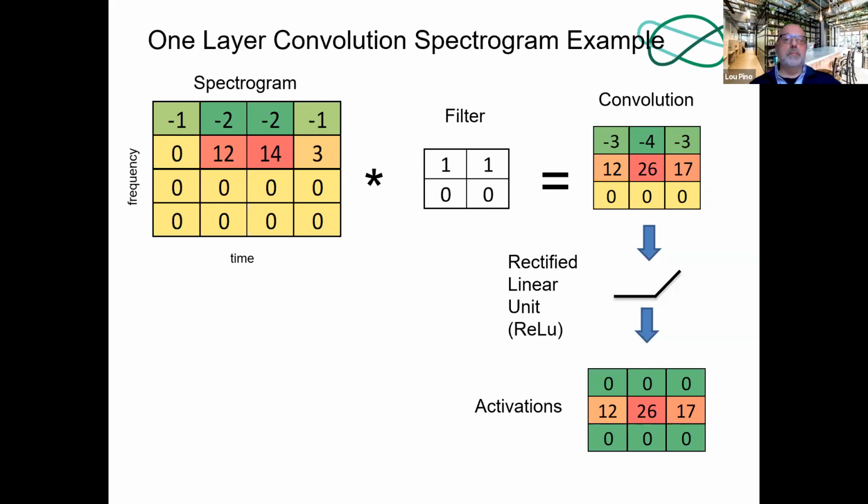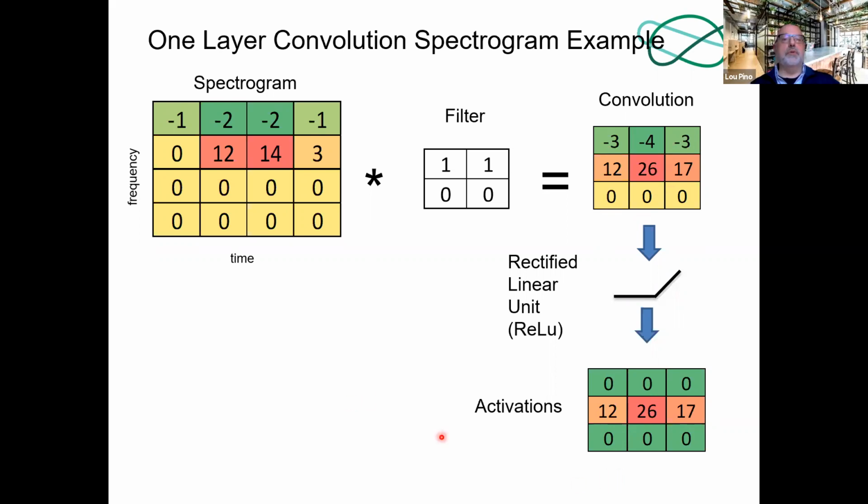Another step is needed to show activations. The convolution values are passed through what's called a rectified linear unit. What a rectified linear unit does is, if the values are below 0, then they get zeroed out. And if they're greater than 0, then we just keep the positive values. So we can see here that all of the negative values get zeroed out, and all that's left is the positive values. So these are the activations.